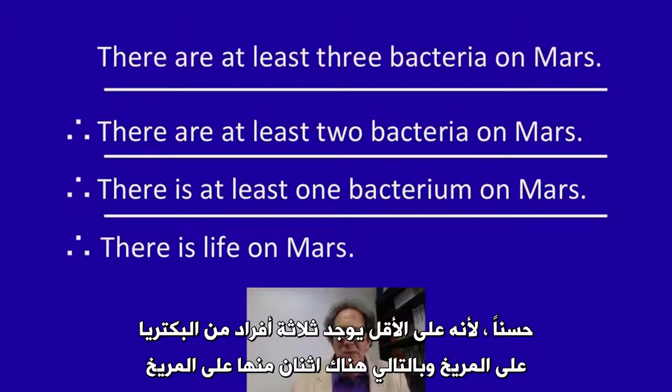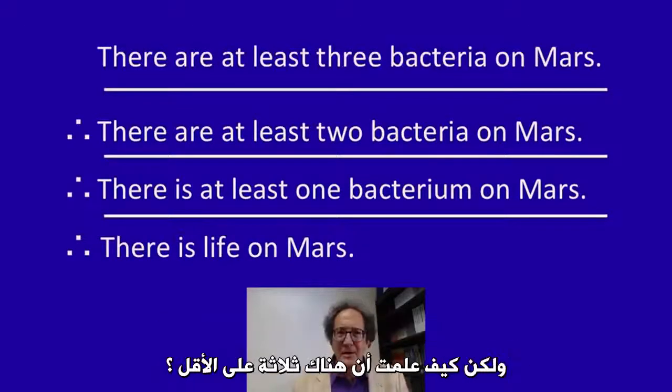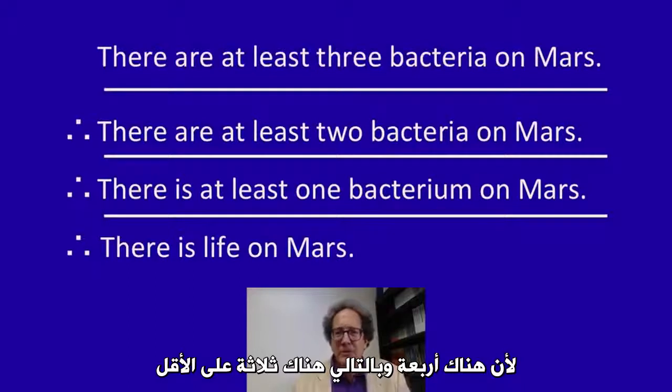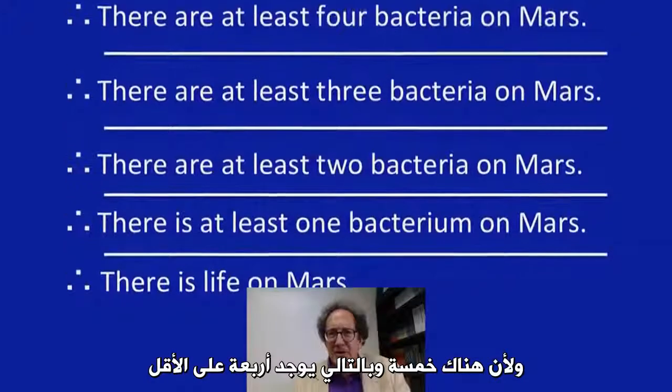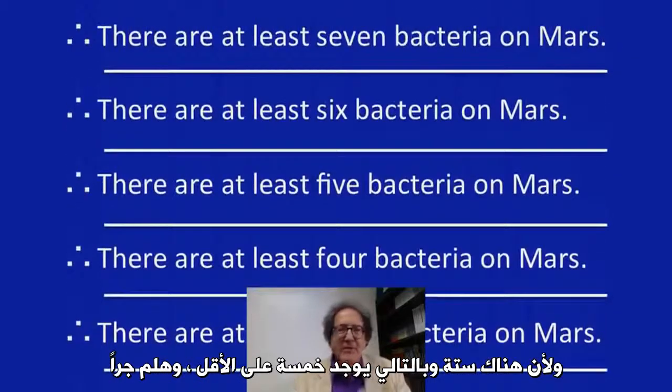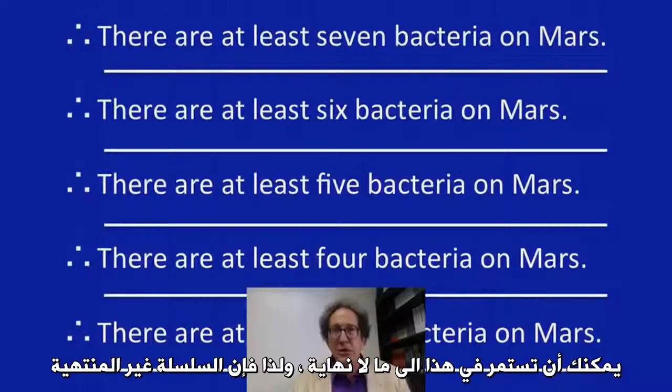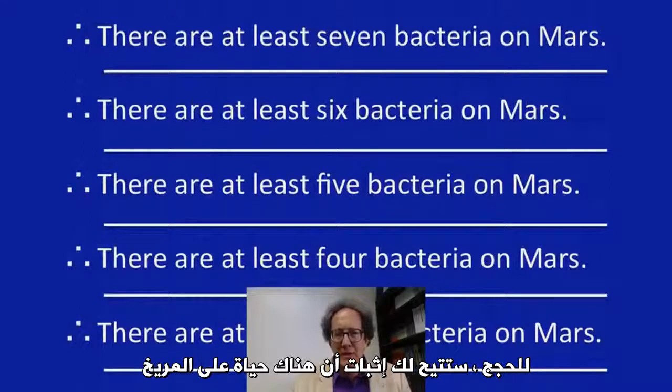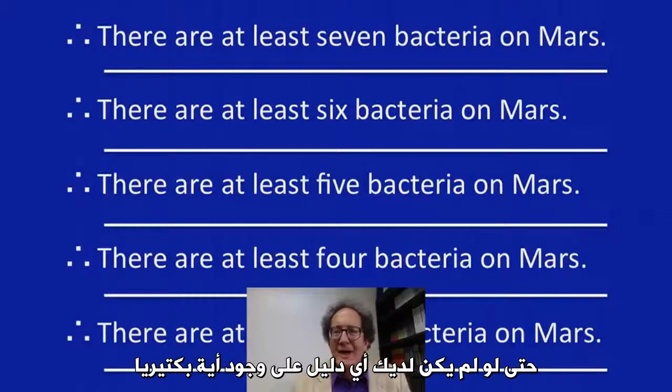But how do you know there's at least two? Well, there are at least three bacteria on Mars. Therefore, there are at least two bacteria on Mars. But how do you know there are at least three? Well, there are at least four, so there are at least three. Well, there are at least five, so there are at least four. Well, there are at least six, so there are at least five. And so on and so on and so on. You could go on infinitely. So an infinite chain of arguments would allow you to prove that there's life on Mars, even if you have no evidence whatsoever of any bacteria.